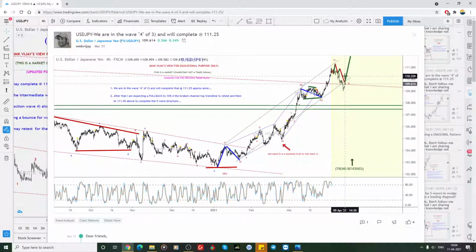So now my doubt here is whether this is already finished as a five-wave structure in the leading diagonal, 1 2 3 4 5. So we may get a deeper correction, because in gold also it already broke my invalidation for the triangle of 1756. So it could be a flat correction also. I will explain that also.